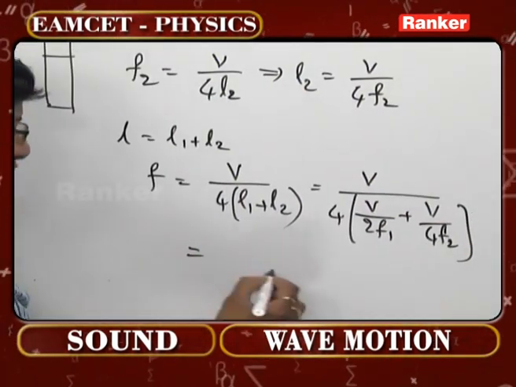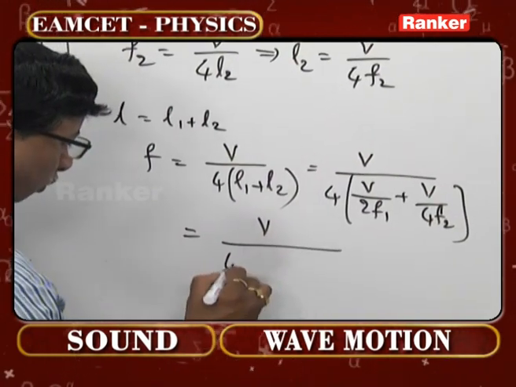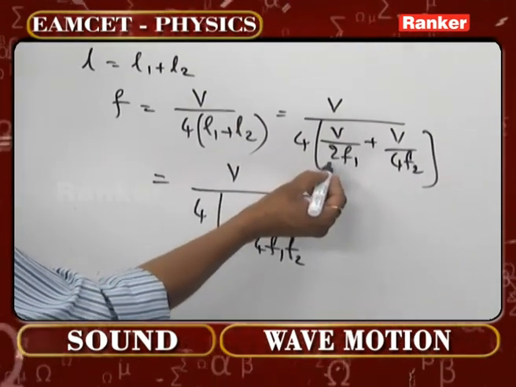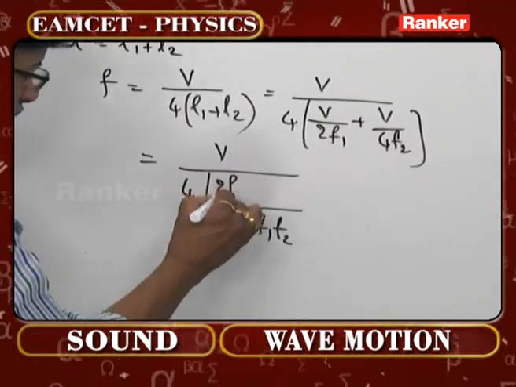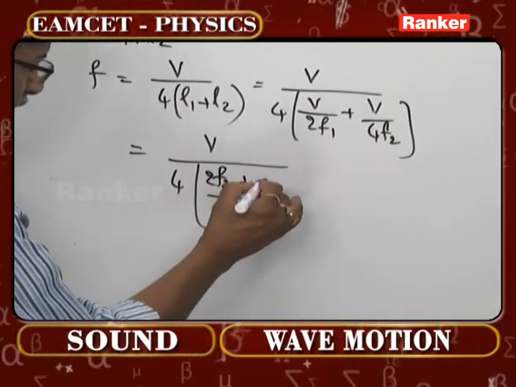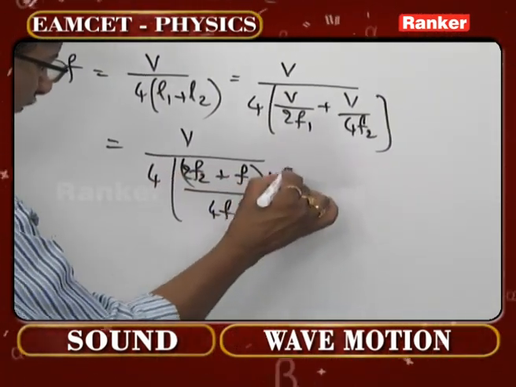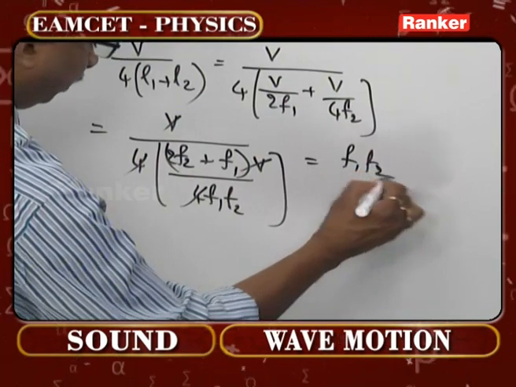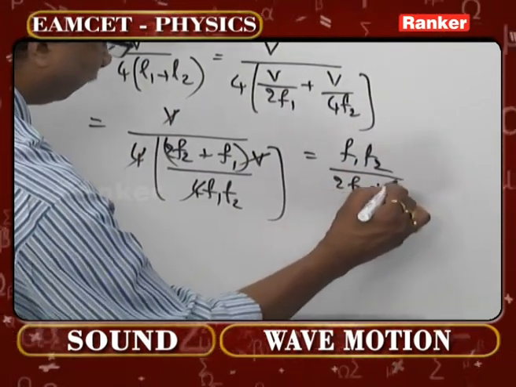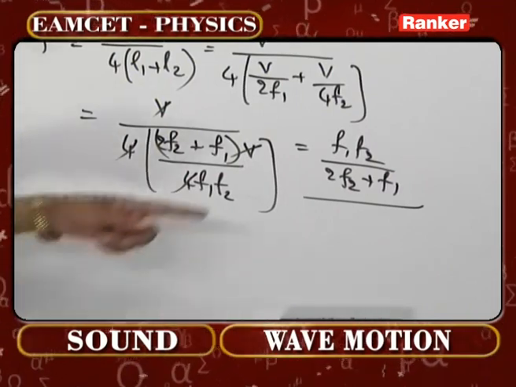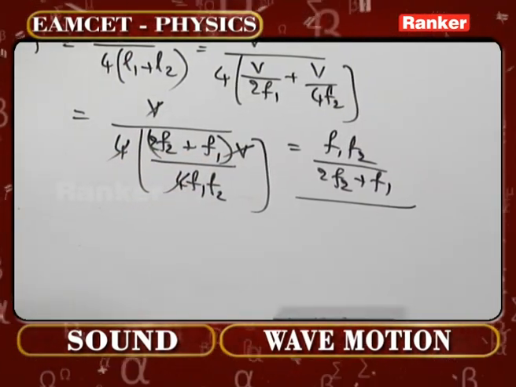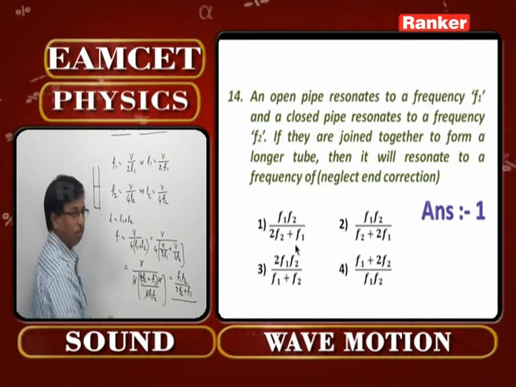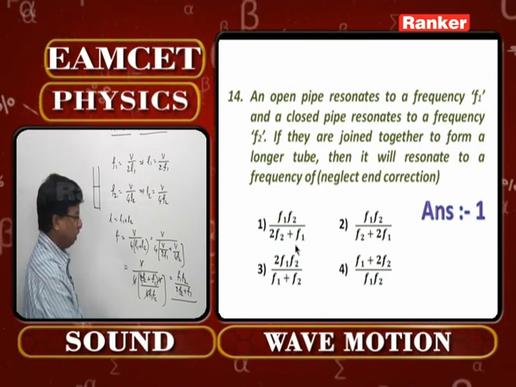Just to simplify this total lot please. V by 4 into, you can take here 4F1 F2. Now of course this one 2F1, so 2F2 will be here plus this is F1, whole multiplied by V. Now this 4 gets cancelled, this V gets cancelled, reciprocate this one. F1 F2 by 2F2 plus F1. That must be the effective frequency of the system. Look at that one, F1 F2 by 2F2 plus F1. So first option that's tallied with that answer as such, whatever we have got.